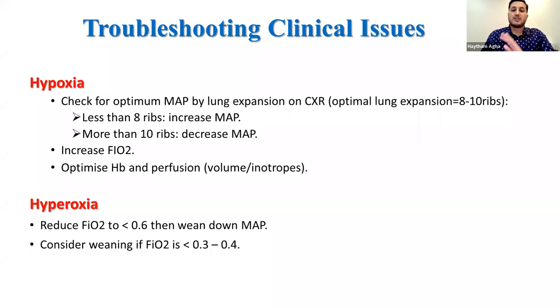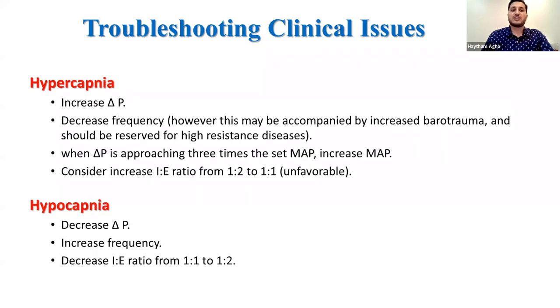So how to troubleshoot? If you face hypoxia, it's all about mean airway pressure. You do an X-ray. If you find the diaphragm posteriorly higher than the 8th rib, you should increase the mean airway pressure. Lower than the 10th rib, decrease the mean airway pressure. Increase FiO2 and optimize the patient's status regarding hemoglobin and perfusion. Hyperoxia, go to the opposite side: wean the FiO2 and mean airway pressure. Hypercapnia, increase delta P first, then decrease the frequency. If you find no desirable effect, go for mean airway pressure. If it is low, then increase it. For hypocapnia, wean the delta P and increase the frequency.